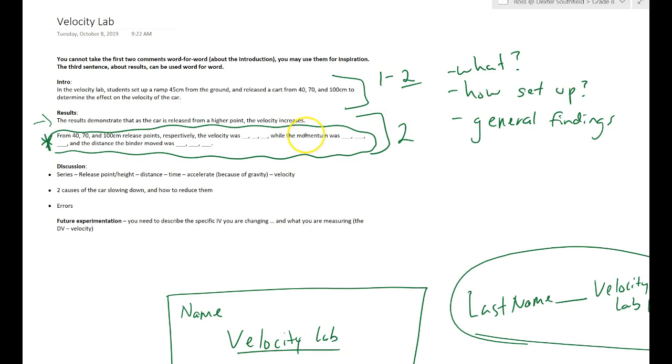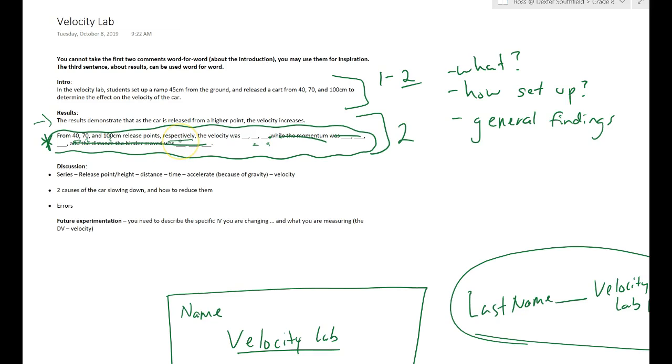Now, obviously, we're not going to talk about momentum. That was copied from a later lab. But you are going to talk about the 3 different release points and the velocity of the cart. So respectively here means that this blank for, like, 1.4 meters per second corresponds to this first piece of data. This second one corresponds to this second one, and this third one corresponds to this third one.